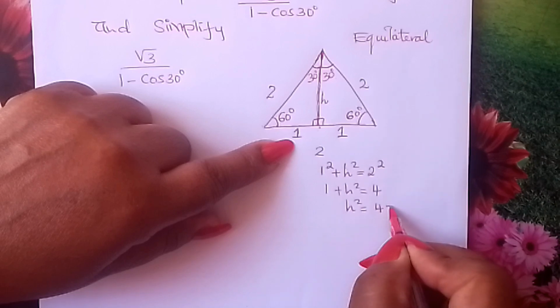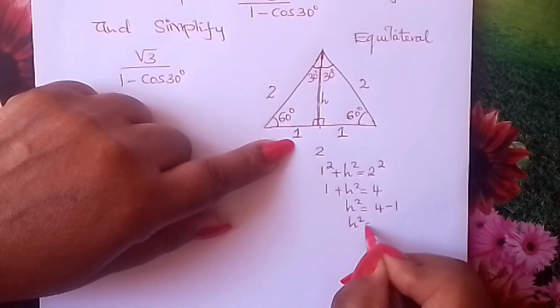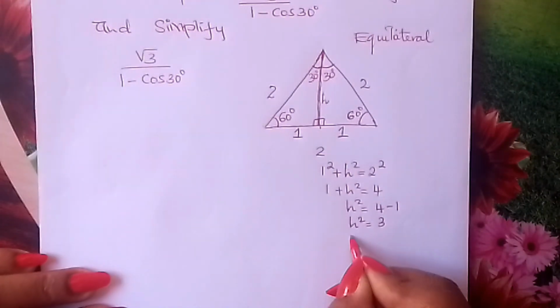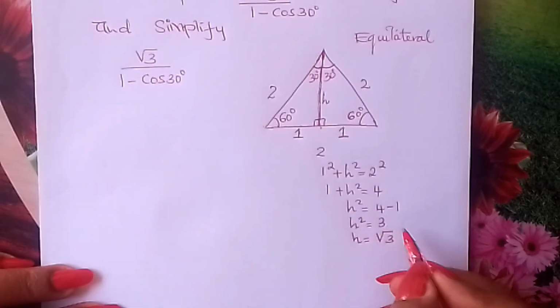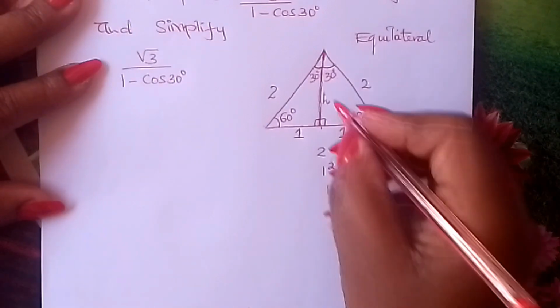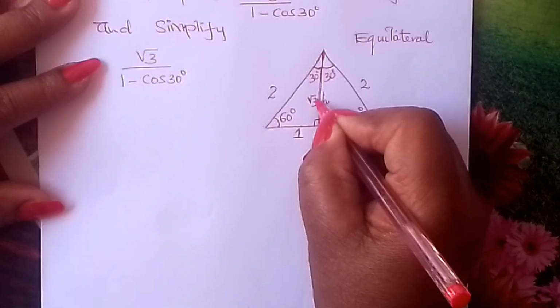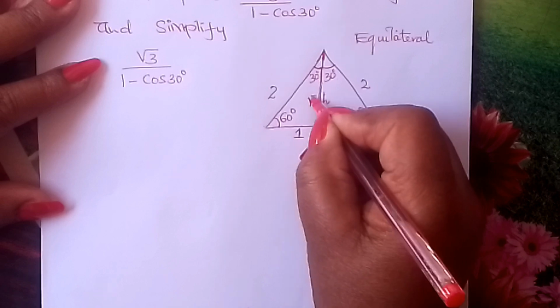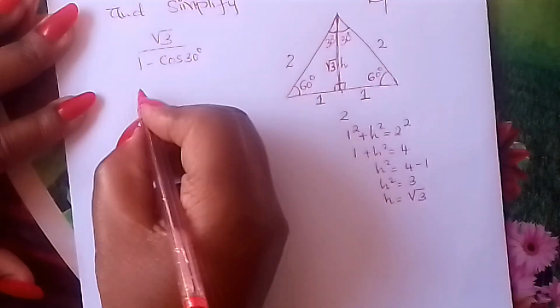h squared is equal to 4, you take this to this side, you get minus 1. So h squared is equal to 3, and therefore h is square root of 3. You find the square root on both sides. So learner, this height here is square root of 3. I hope you can see it.